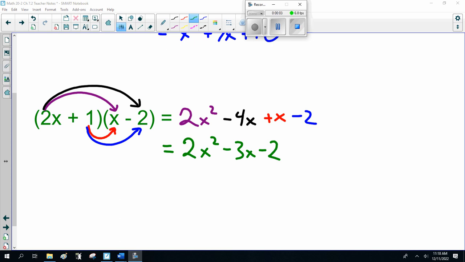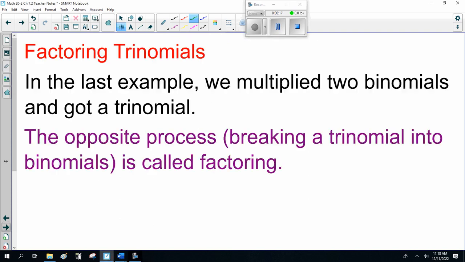Hello, ladies and gentlemen. Welcome back to Math 20-2, Chapter 7, Quadratic Equations, Lesson 2, Solving Quadratic Equations by Factoring, Part 2. Now, we just reviewed foiling here. You should remember. Now, moving on to factoring trinomials.